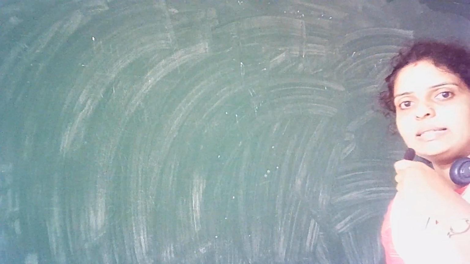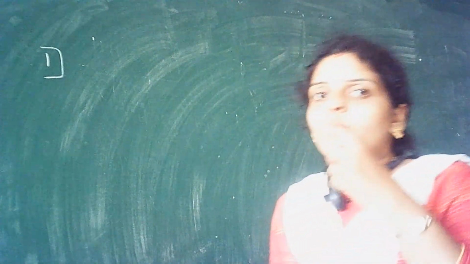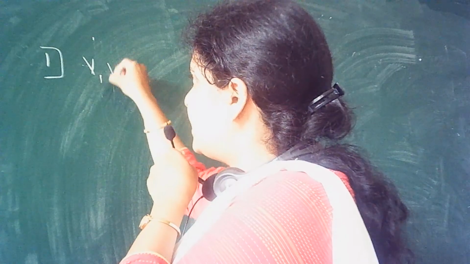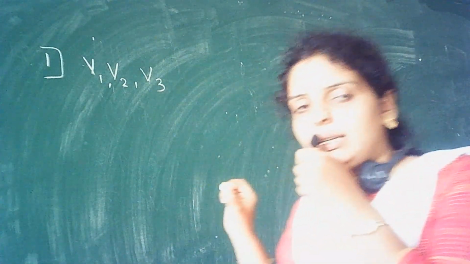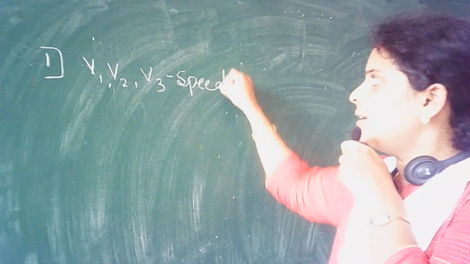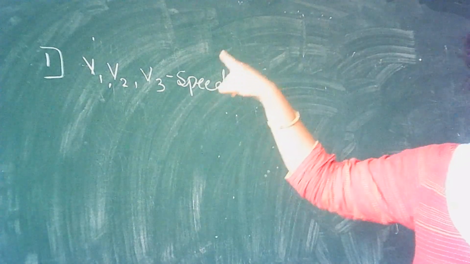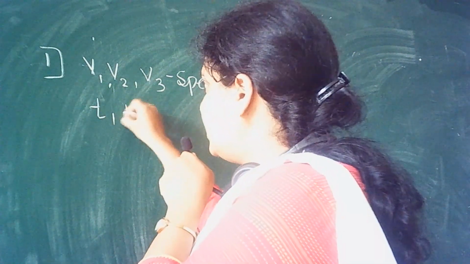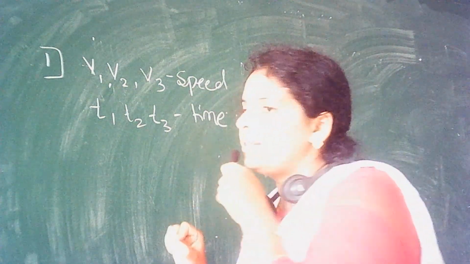So what are the two cases? The first case is: consider a particle moving with different speeds v1, v2, v3 in the given time intervals of t1, t2, t3. This is the time interval which is given.